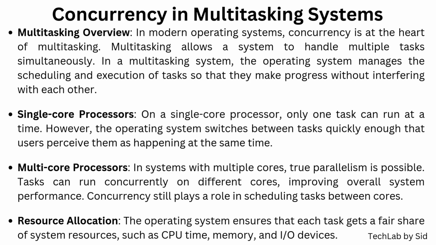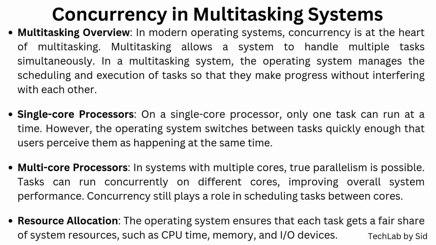Concurrency in multitasking systems. In modern operating systems, concurrency is the foundation of multitasking, which enables a system to handle multiple tasks at once. The operating system plays a crucial role in managing how tasks are scheduled and executed, ensuring that each task progresses without interfering with the others. This allows users to seamlessly switch between activities like browsing, checking emails, and running applications, all at the same time.